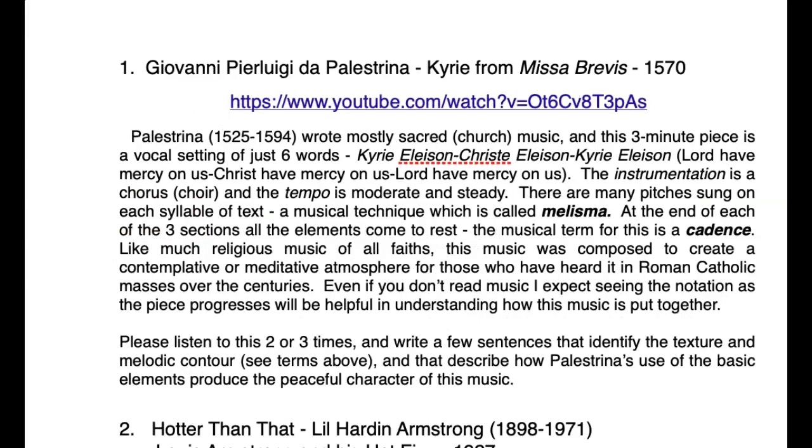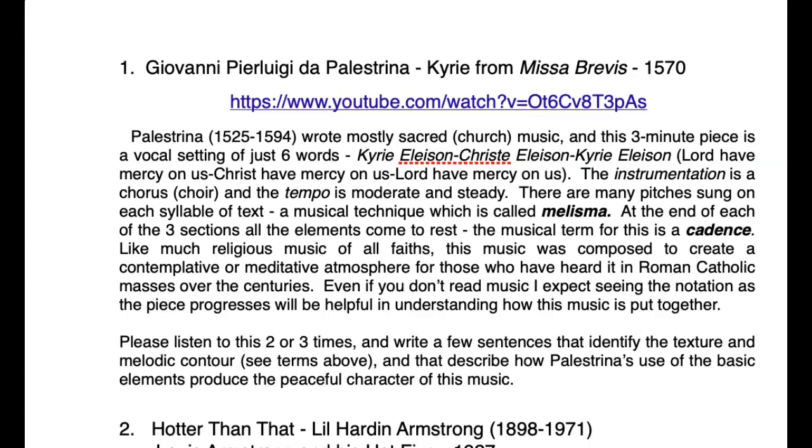Regarding today's listening and response work, I have provided you with information about the two short pieces that I'd like you to listen to. They're both quite short, only about 3 minutes in length. Very different sounding pieces of music. The first one, the Kyrie from the Missa Brevis of Giovanni Pierluigi da Palestrina, written 450 years ago.